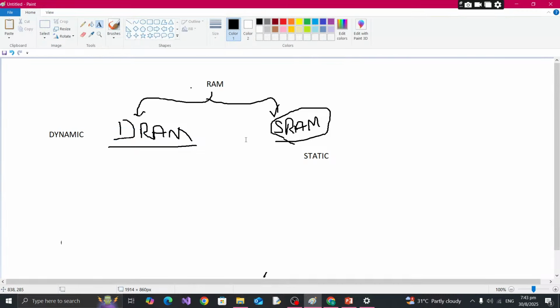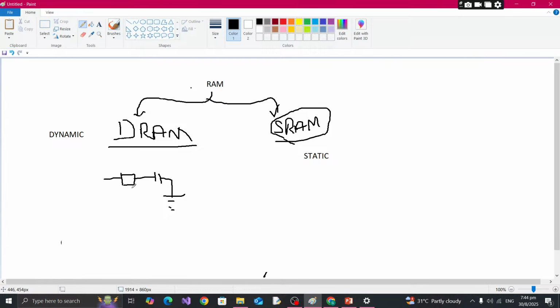Why is it called dynamic RAM, why is it called static RAM, and why do we use static RAM in our microcontrollers? In order to know that, we should know how dynamic RAM and SRAM work. It's a simple concept. Dynamic RAM stores memory like this: it has a transistor, and it has a capacitor which is grounded.